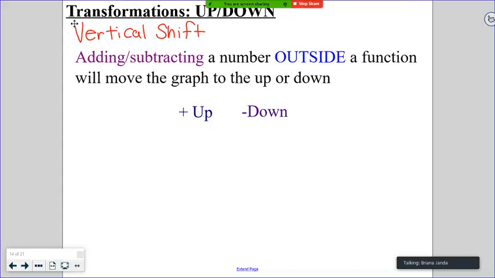The only transformations we are looking at today are with addition and subtraction. The difference is that addition or subtraction happening inside or outside of our function. And if it is outside of our function, we know that that will move it up and down the way we think it should. Positive moving us up, negative moving us down.